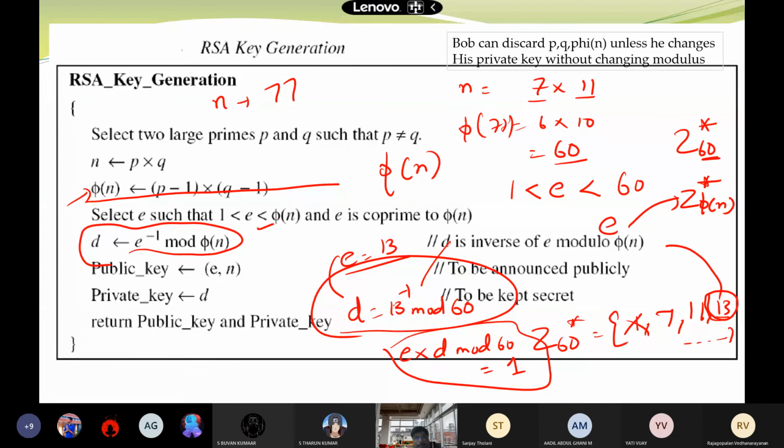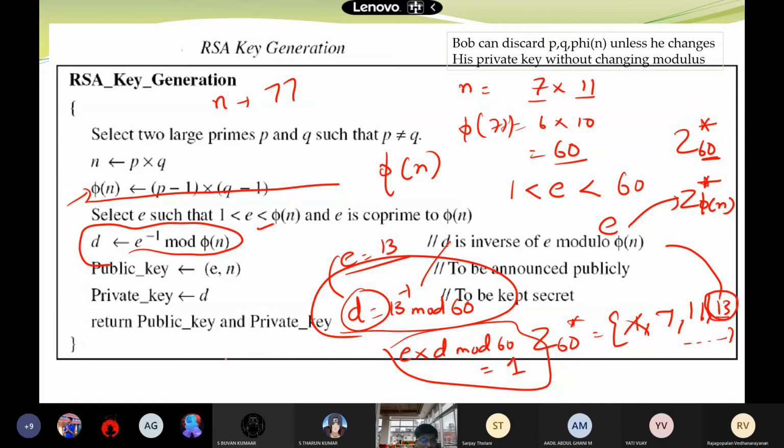To get the multiplicative inverse pair, I have an algorithm. So this is on Bob's side, where he computes the private key, and then what he will share to the public. Can anyone tell me what he will share to the public?